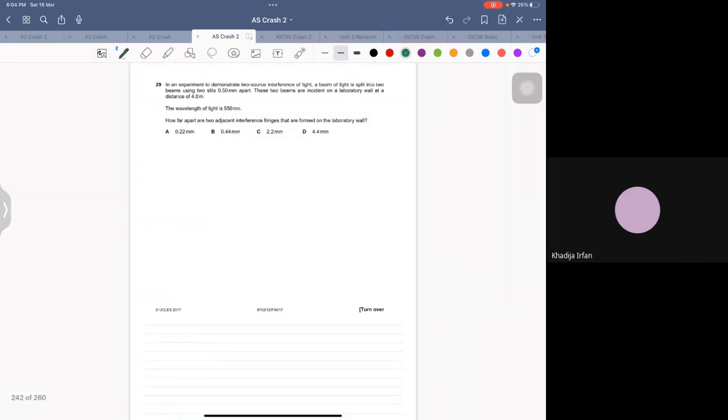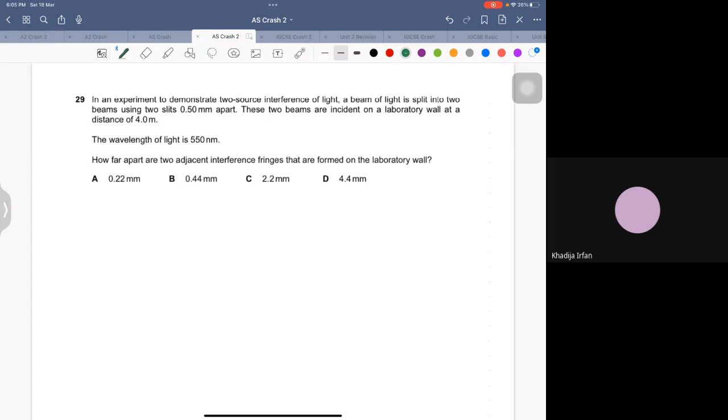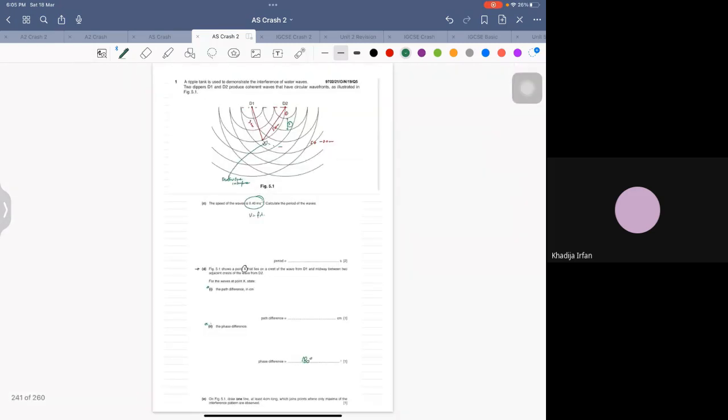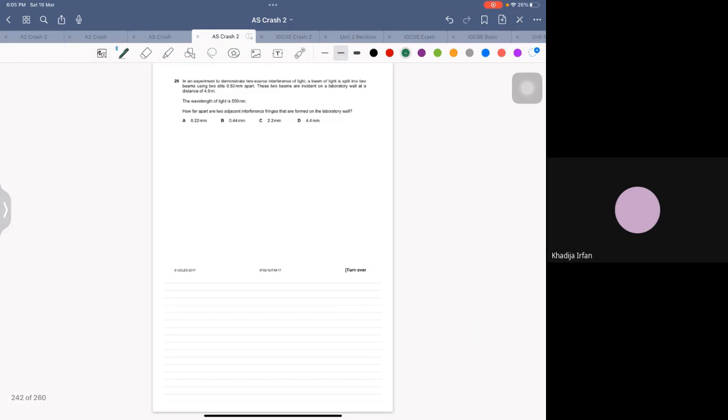Anyway, now path difference, we are going to do that. The formula thing, we're going to do that. Okay, hold on. Now let's look at the experiment.